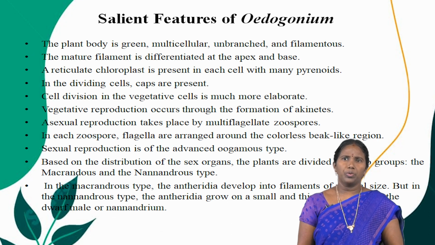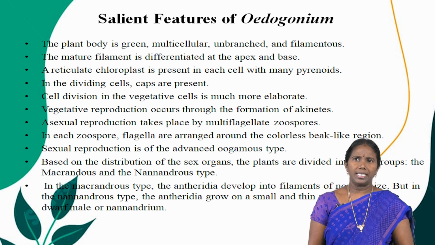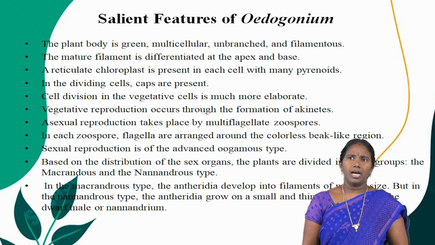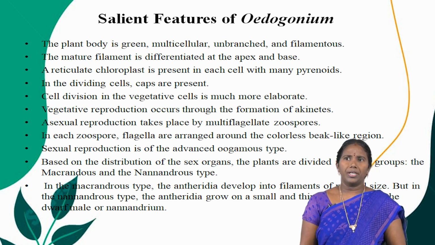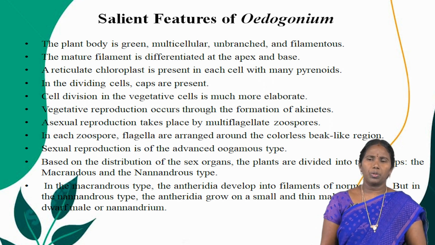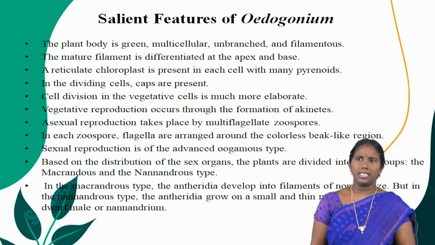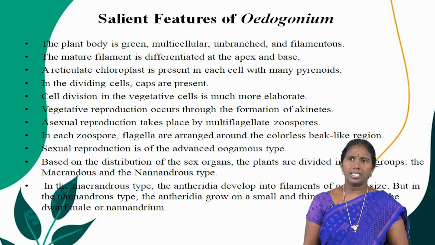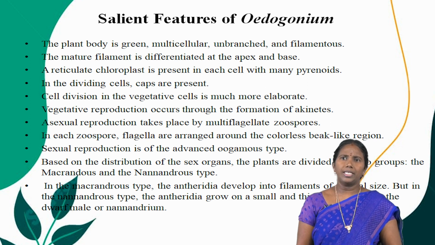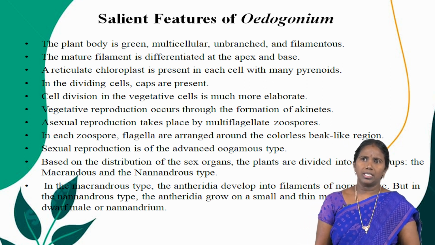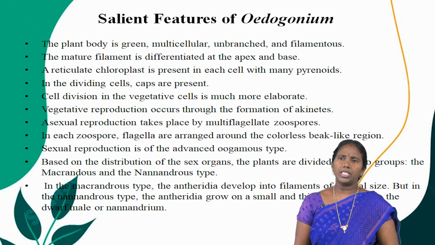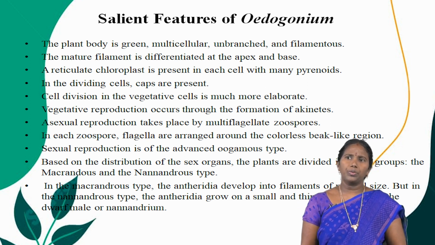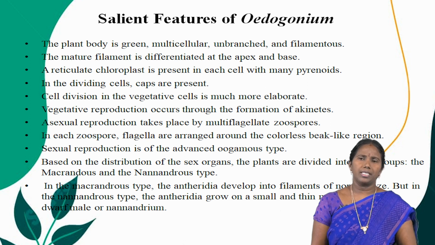Salient features of Oedogonium. The plant body is green, multicellular, unbranched and filamentous. The mature filament is differentiated at the apex and base. The reticulate chloroplast is present in each cell with many pyrenoids. In the dividing cells, caps are present. The cell division in the vegetative cells is much more elaborate. The vegetative reproduction occurs through the formation of akinetes.